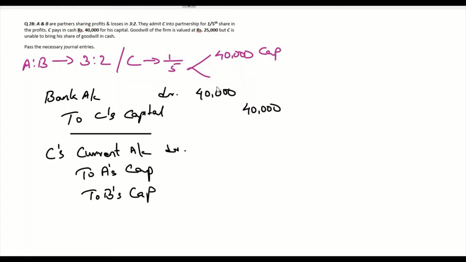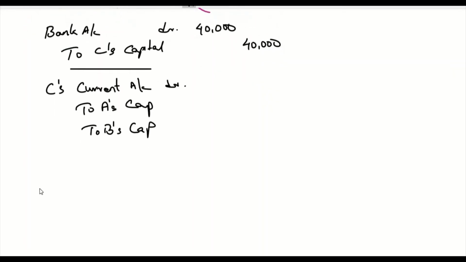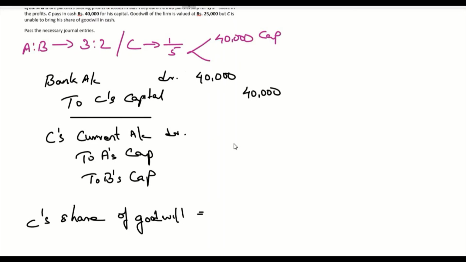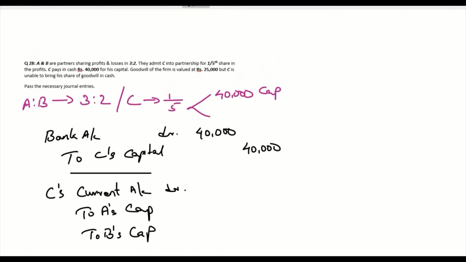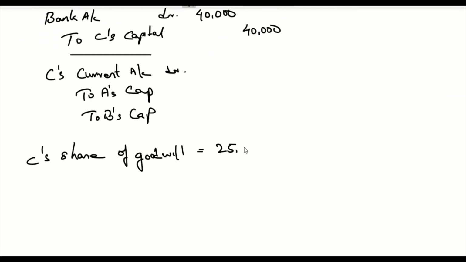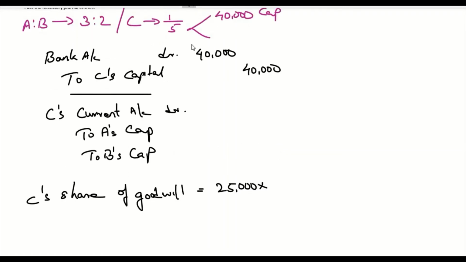So we will calculate that C's share of goodwill is equal to total goodwill of the firm. It's mentioned in the question, total goodwill of the firm is 25,000. So total goodwill of the firm 25,000, and C's profit share, it is 1/5.